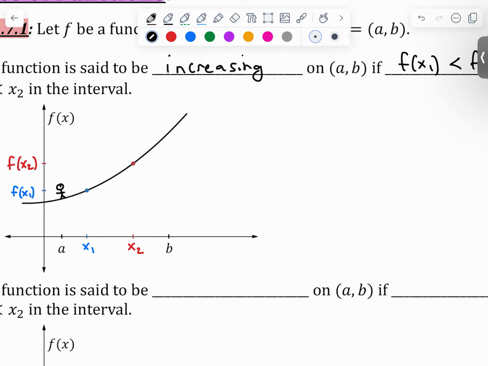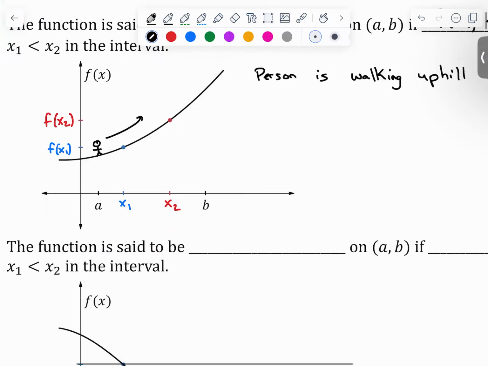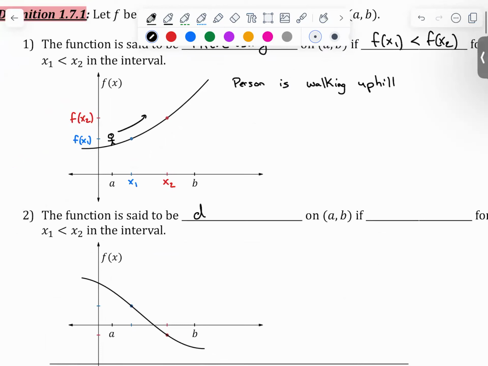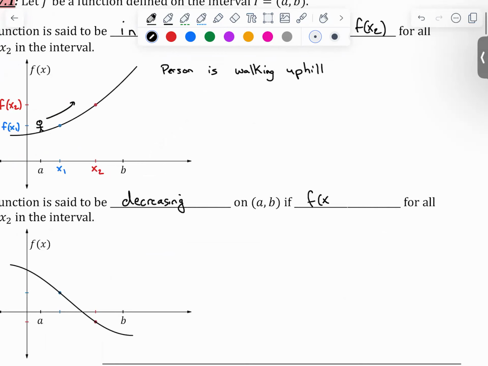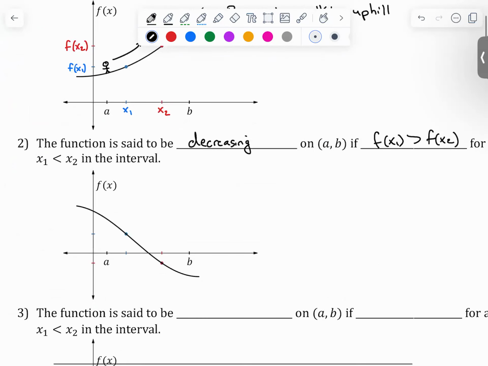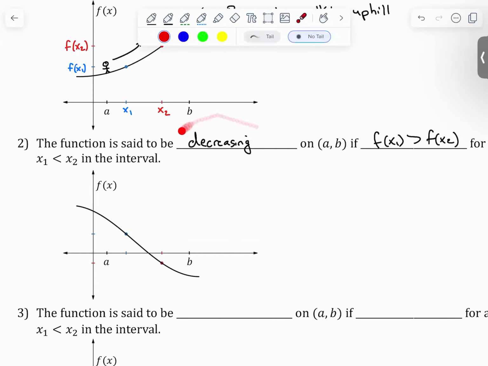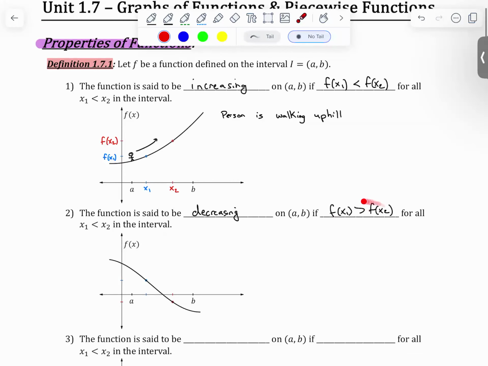And then intuitively, you can think of it as the person is walking uphill. You're increasing if your person is walking uphill from left to right. Similarly, a function is said to be decreasing on a comma b if f of x sub 1 is greater than f of x sub 2 for all x sub 1 less than x sub 2. So everything's the same except for the decreasing, and then the direction of the inequality.